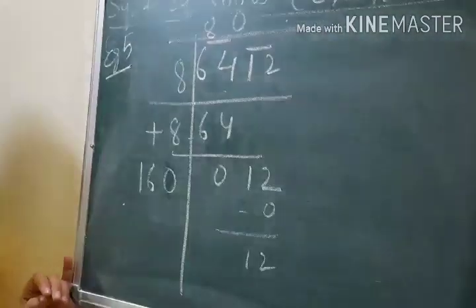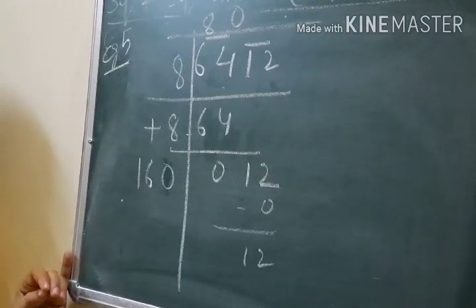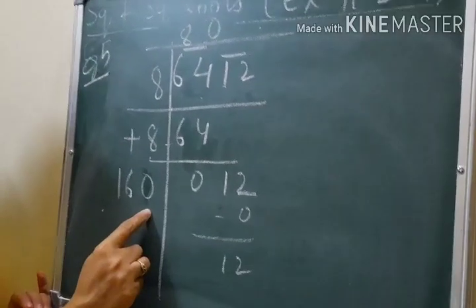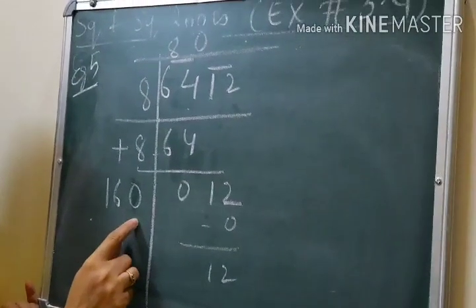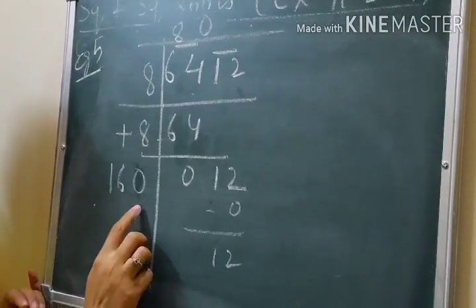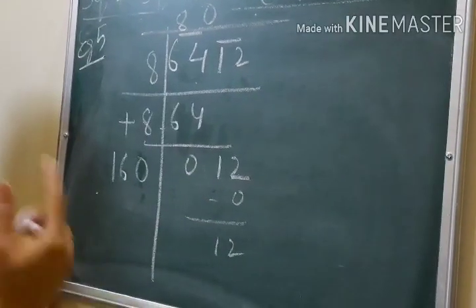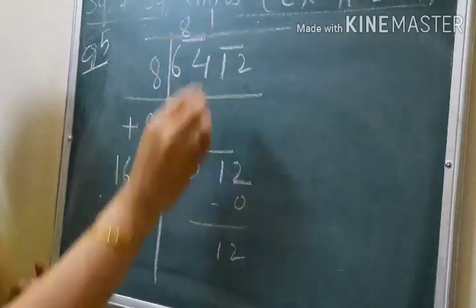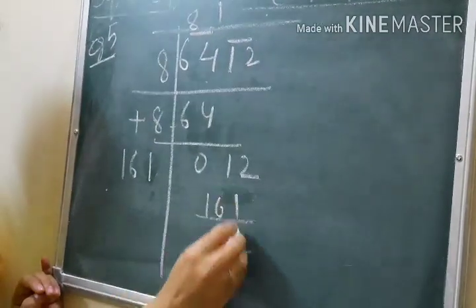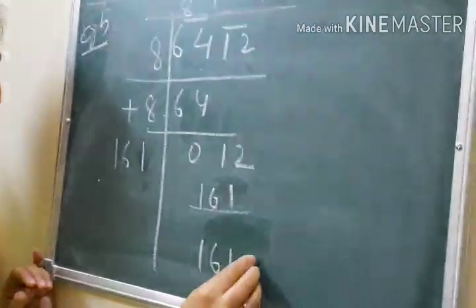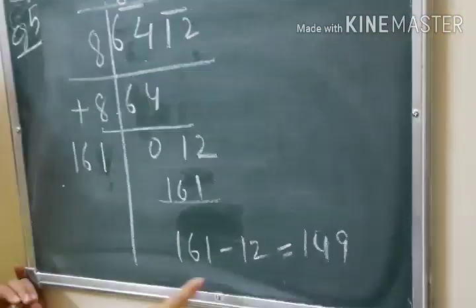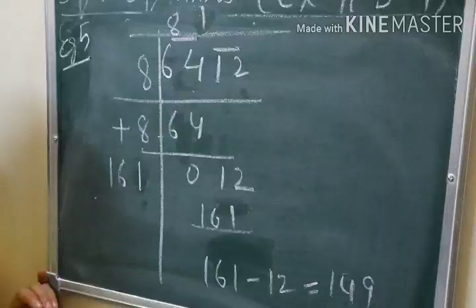But in the question of addition, whatever number we require, we don't have to take that number. We have to take the number greater than that. Means 1 more than that. So we'll take 161, 1s are 161. And then we will subtract these two numbers, 161 minus 12, 149. And 149 is the number which is to be added.